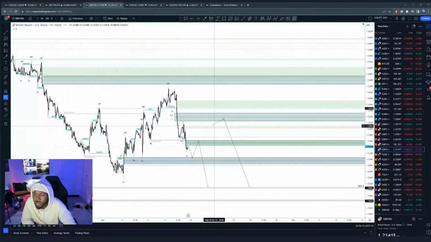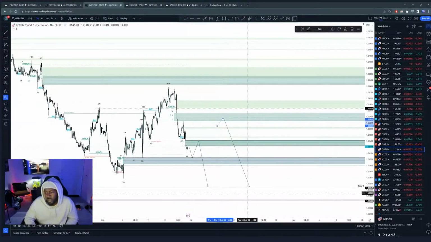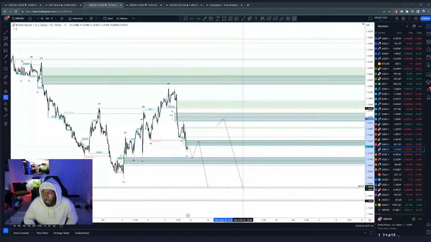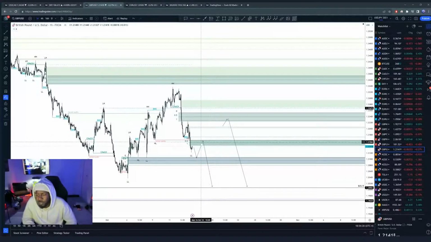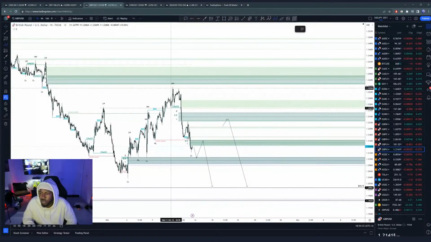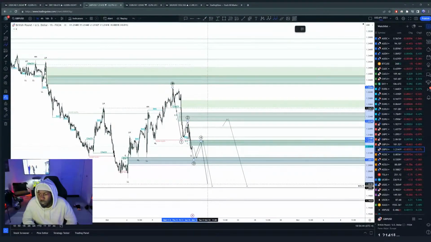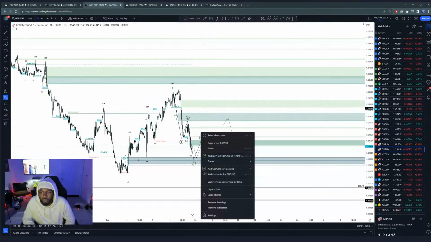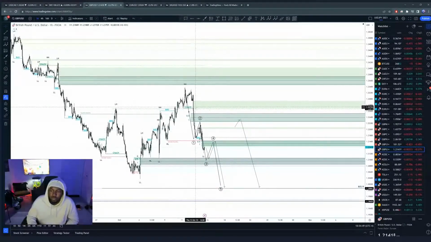So that's what I'm saying for GU. One of these two levels, we should get our reaction for the continuation down. Again, the more premium level would be here if we get the drop first, because then we can flow with construction and we'll have a little bit more confirmations. So I would prefer that. So that's kind of what I'm looking for on GU.